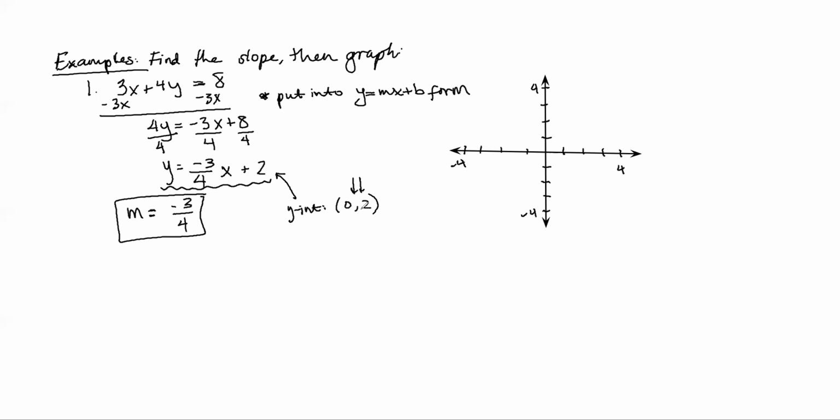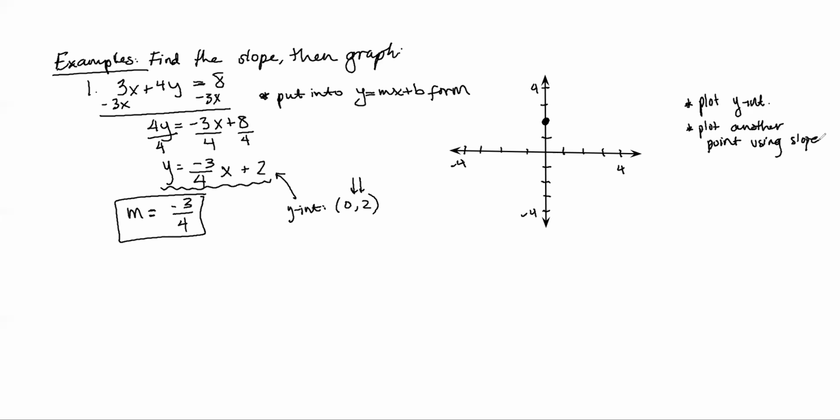So we have our y-intercept, we have our slope. First thing we're going to do is plot the y-intercept. So let's plot the y-intercept, and that goes at (0, 2). And then we're going to plot another point using the slope.